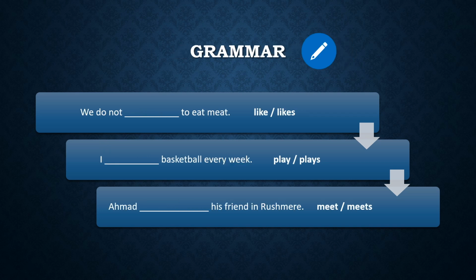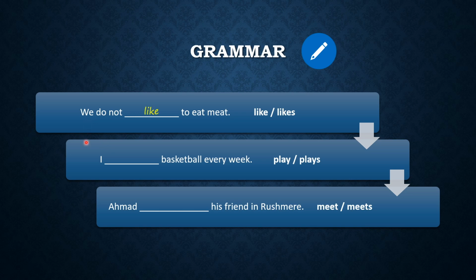So here we have the grammar section. So if we look at the first example, we do not blank to eat meat. We have the options for like or likes with an S. So we need to go back to the subject and see what that is. Here in the first example, it's we. So we know that I, you, we, they. We just need the verb. So the answer is like.